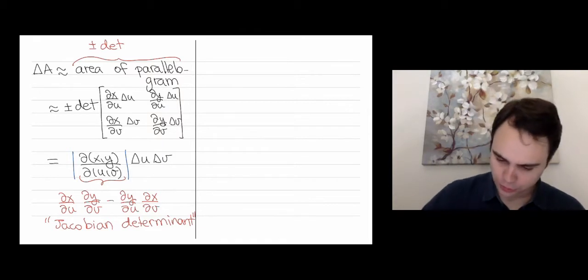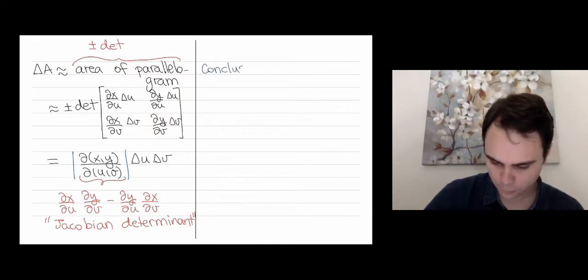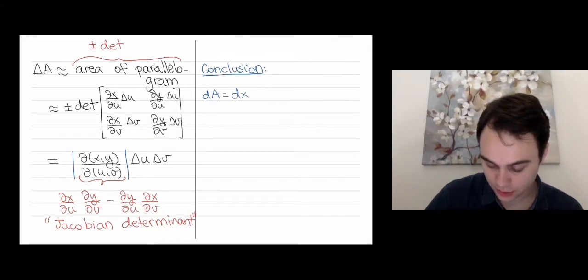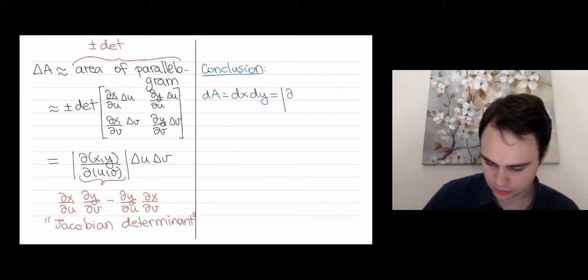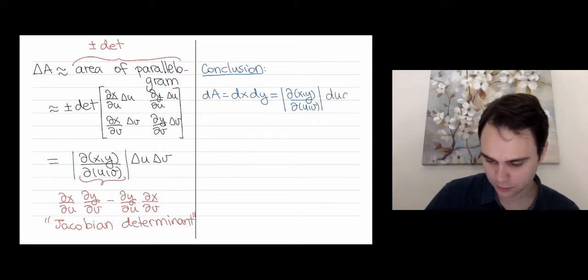So the conclusion is this. The area element in the xy plane in terms of u and v is the absolute value of the Jacobian determinant times du dv.